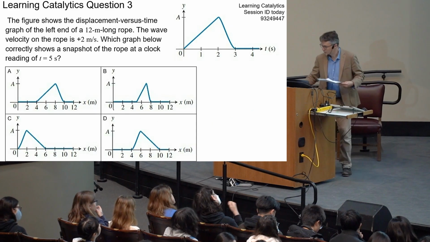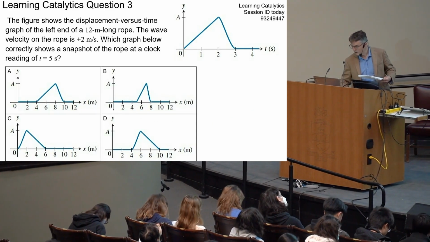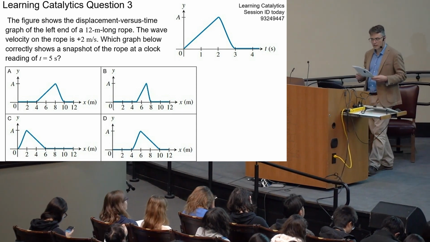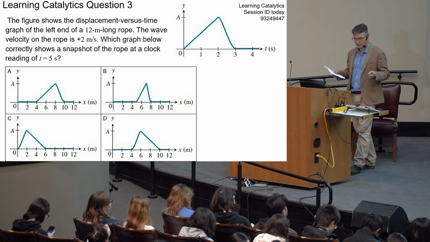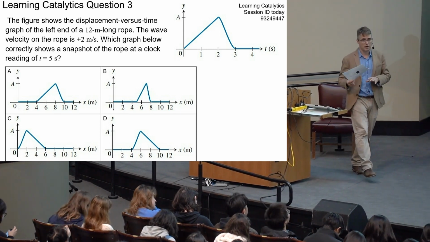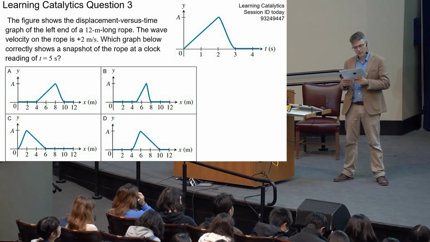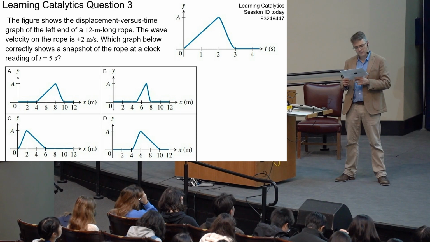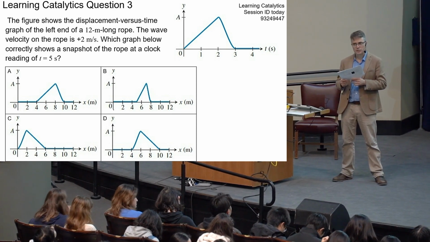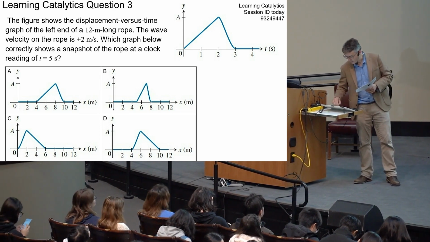So let's do Learning Catalytics. It's called pick the correct snapshot graph that corresponds to this history graph for t equals 5 seconds. So remember, a snapshot graph has to be at a particular instant of time. We're going to do that at 5 seconds, actually.